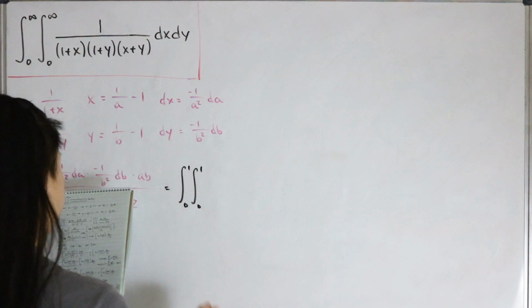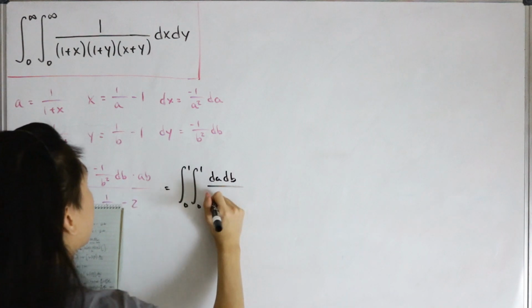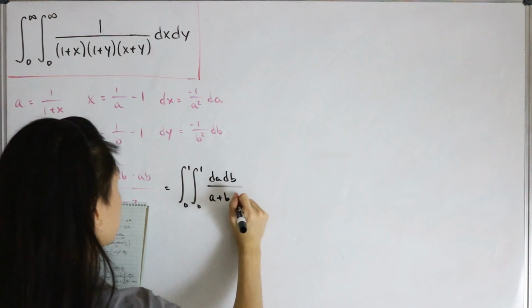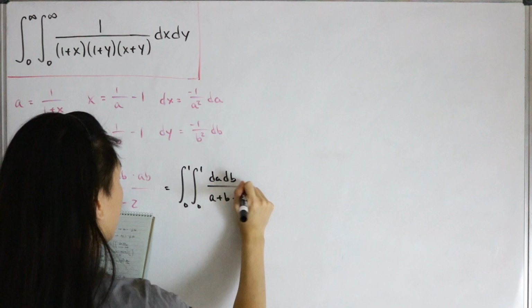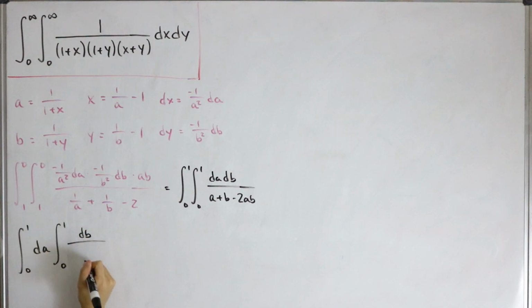And so what's left is we have dA and dB, all this being divided by a plus b, and then subtract 2 times a times b. What we can do here is actually utilize Fubini's theorem, such that we can split the integrals up as a product. So this is 0 to 1, and we're going to separate this for dA over here, and then multiply with the double integral from 0 to 1 of dB, and this is being divided by b, and then subtract.